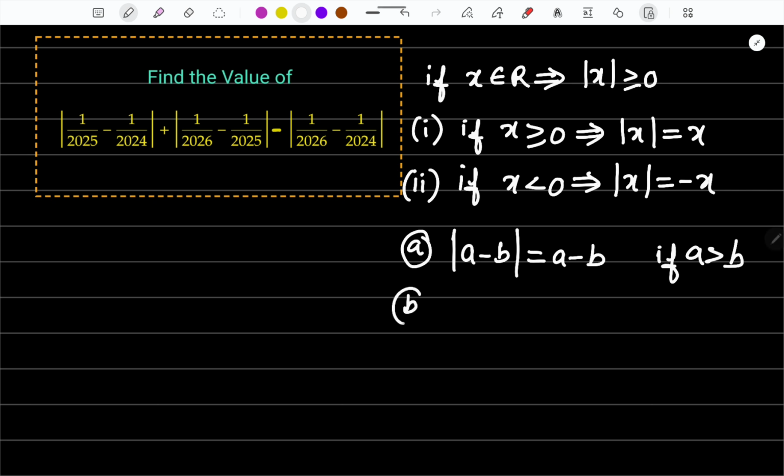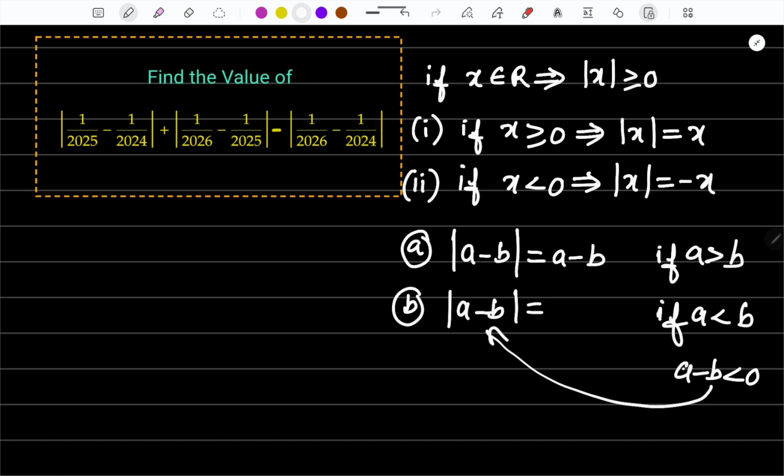The second one, modulus of a minus b if a is less than b. Here if a is less than b, then a minus b is less than 0. If you transpose this b here, you will get a minus b is less than 0. Here a minus b is less than 0, nothing but whatever we have in the modulus is negative. Whenever we have a negative in the modulus, you have to multiply by minus for that. Therefore, you will get minus of a minus b, which will become b minus a.